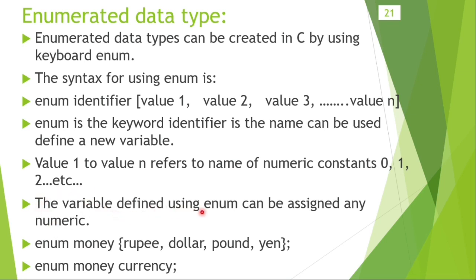The variable defined using enum can be assigned any numeric value, that variable we can define here. So the identifier can use any number of assigned numerical values. So we can check here actually. Enum money, rupee, dollar, pound, say yen we can use. After giving this first statement you have to use another statement, that is enum money, say currency. And after writing the values you have to use currency actually, and both are closed by a semicolon.